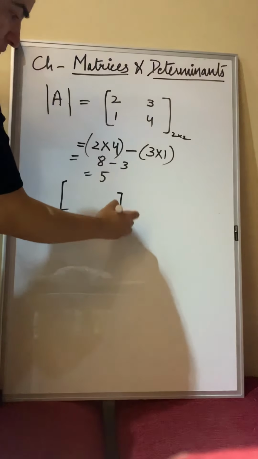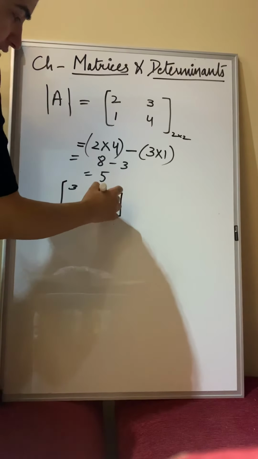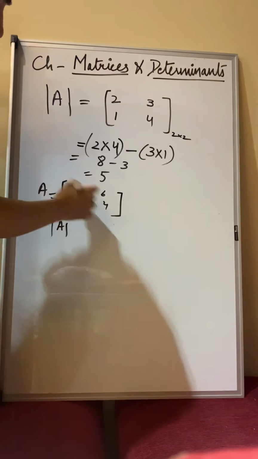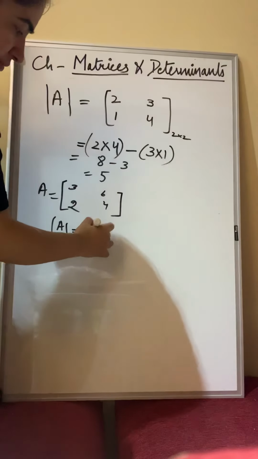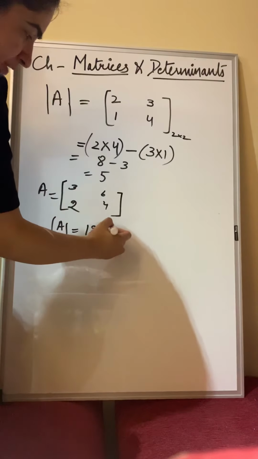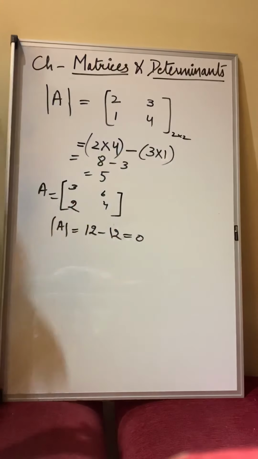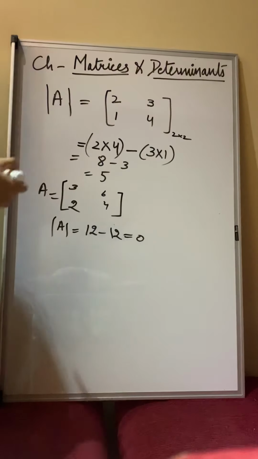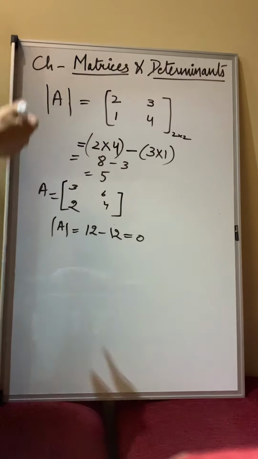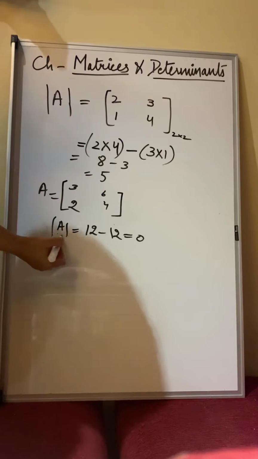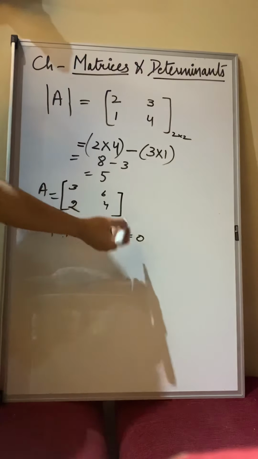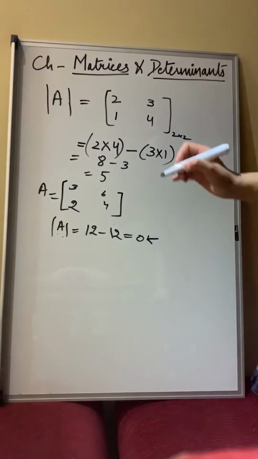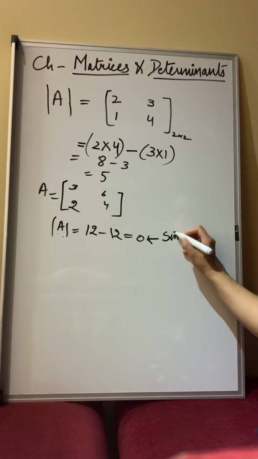We can take another example also: 3, 4, 6, 2. If this is A, the determinant will be 4 3s are 12 minus 6 2s are 12. This is equal to 0. I will explain later also what a singular matrix is and when a matrix is non-singular, but I can explain here also. Because the determinant has the value of 0, we can say this is a singular matrix.